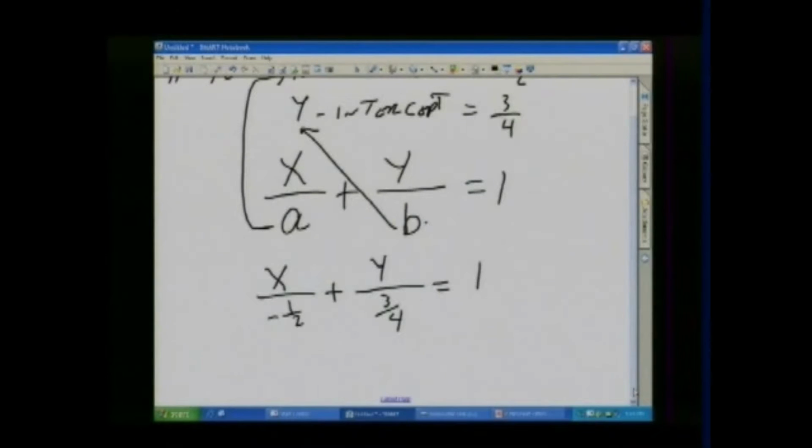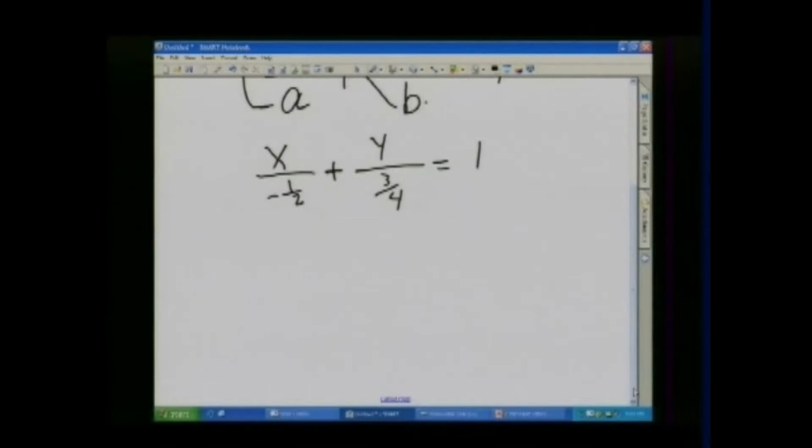I can simplify this further. x divided by minus 1/2 is minus 2x. And here would be plus 4/3 y equal to 1. If I want to put this in the form of the general form of equation of a line, I can solve for y. So it would be 4/3 of a y equal to 2x plus 1.